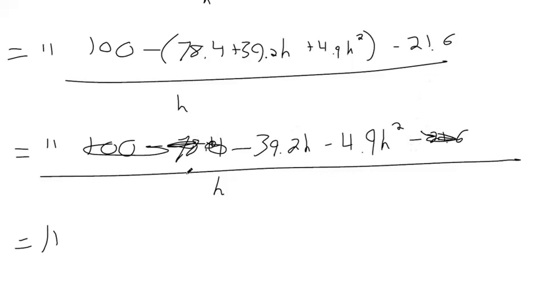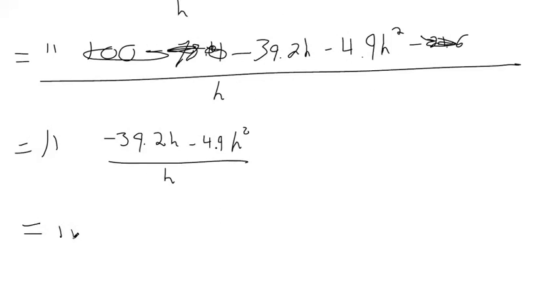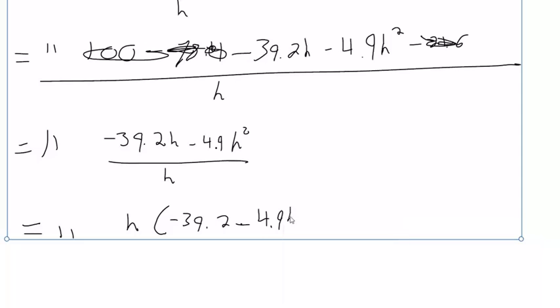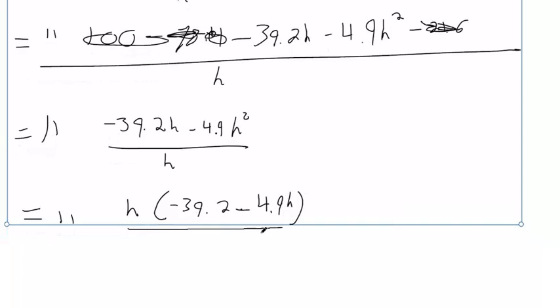So all we're left with up top is negative 39.2h minus 4.9h squared, all over h. You can factor out an h from the numerator. That's all divided by h. And so that's where the h's cancel out. Now, let's bring back in that limit notation. Now we've done all the algebra. The limit as h approaches 0.